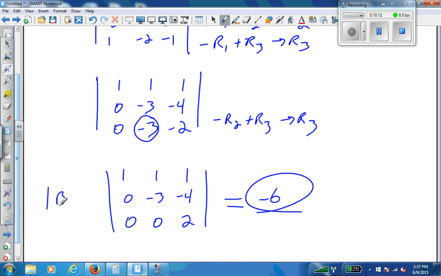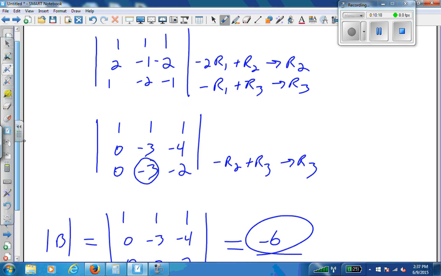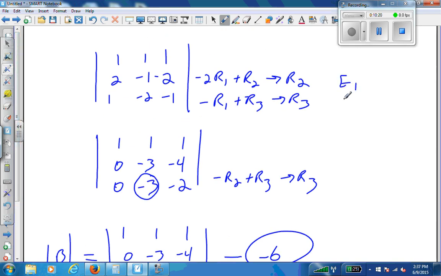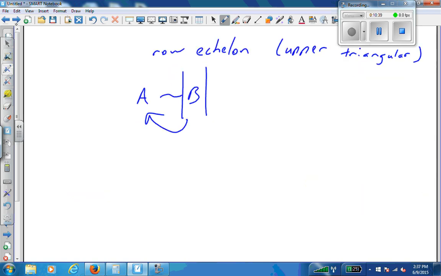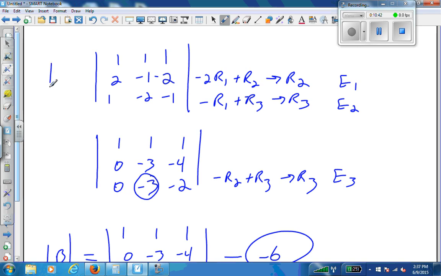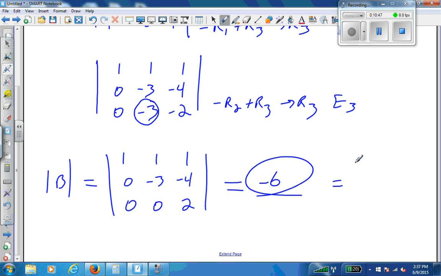So if we call our resulting matrix in here B, notice each of our elementary row operations, all of those were adding a multiple of one row to another. And we said that anytime we add a multiple of one row to another, that doesn't change the value of our determinant. So if we call our original matrix A, then that's the same value as what we got when we calculated B.